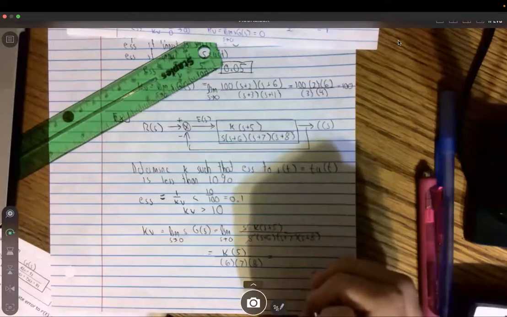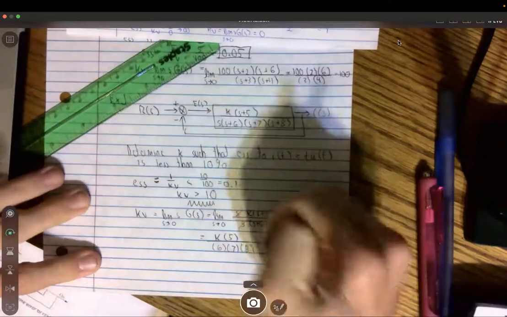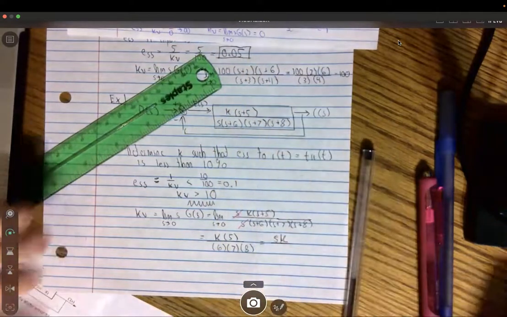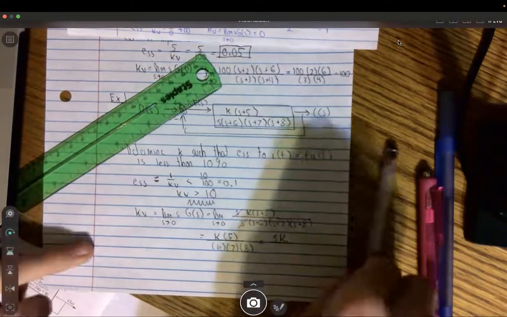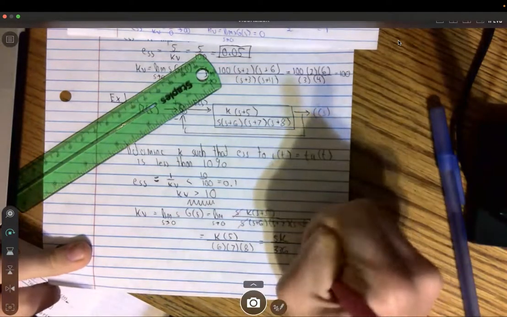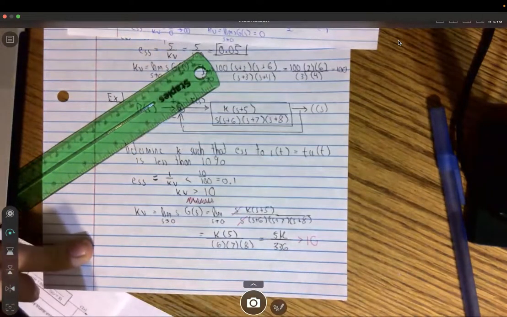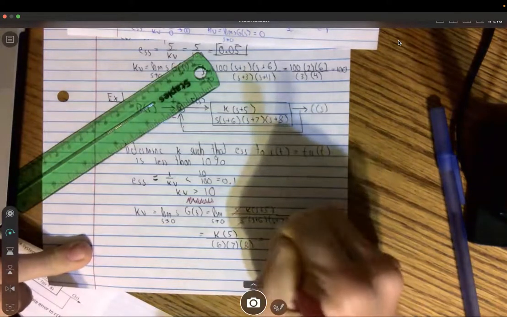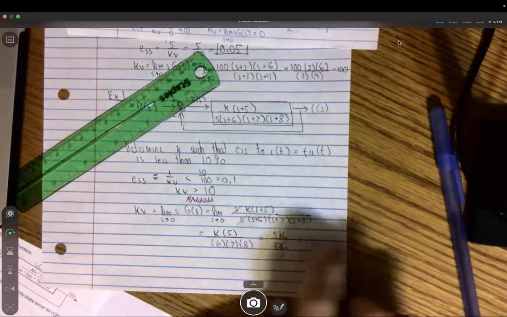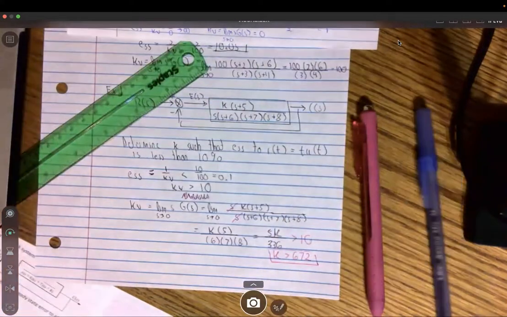remember, our Kv has to be greater than 10. That's what we set up here. So when we simplify this, we get 5K over 6 times 7 times 8, which is 336. And this has to be greater than 10, because that's what we defined here. Kv had to be greater than 10. And so when you solve, K must be greater than 672. When you multiply by 336 over 5, you get the value of K. And that's what we'll get here in order to calculate it.